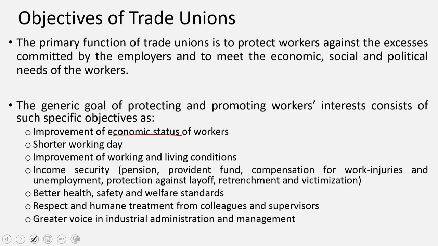Whatever said and done, if the salary or the wage is not coming on a regular basis, it will create an undue pressure for the worker, and that is supposedly one of the specific objectives of the trade union: how to improve, let's say, consistently the wage is coming, but to improve the life conditions, improve the living conditions of the individual. The improvement of the economic status of the worker is very much essential. So that happens to be the foremost specific objective of the trade union.